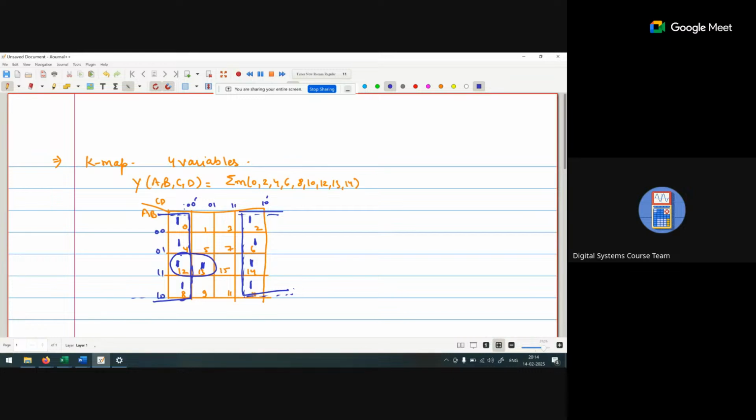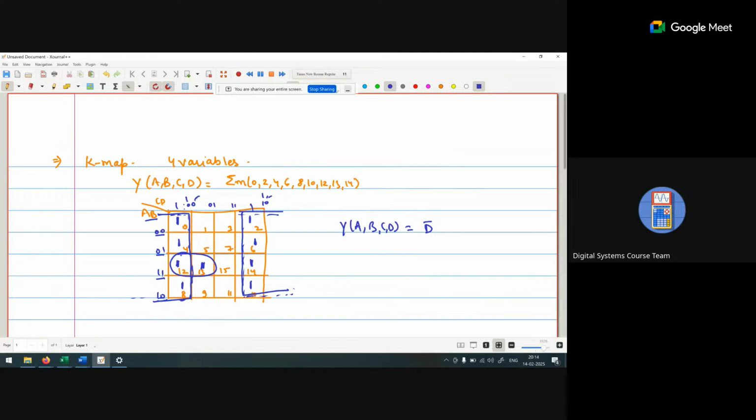Okay, now what is the value? If I write the equation Y of A, B, C, D, then in this group A and B are not constant, no value will be constant. Only C takes value 0 and 1, and D value is 0 and 0. So that means D is constant and the value is 0. So I just write A D bar.